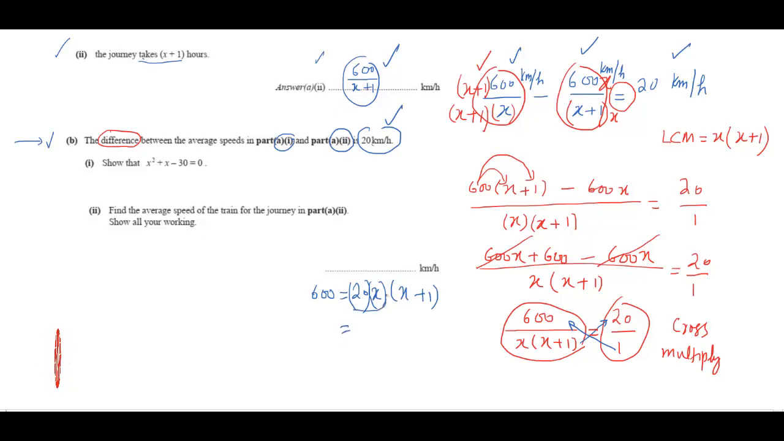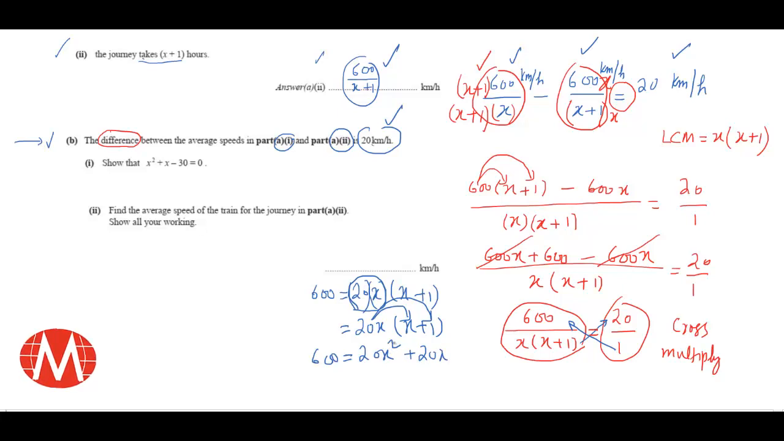Here I will multiply this 20 with this. It will be 20x. And then I will multiply 20x with this. It is 20x square. And then I will multiply with this as well. This is 20x. Okay, and here we have 600. And student, now we have x square here. When there is an x square, it is a quadratic equation. This is a quadratic equation.